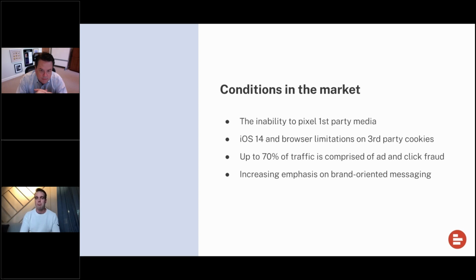So we've had the inability to pixel first-party media for a while now, right? And many of the social platforms, many of the walled gardens, this is limiting our ability to track customer touch points across the customer journey in a variety of different ways. We also have, of course, the recent updates with iOS 14, browser limitations associated with other kinds of cookies. Those things are going to continue to happen in addition to a variety of other legal and legislative conditions that are changing and causing significant headwinds toward this trackability.